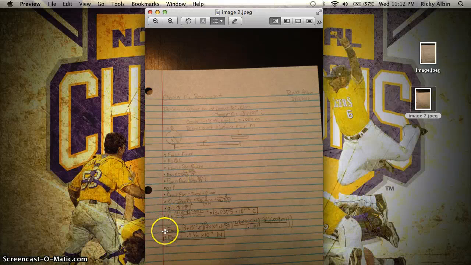So I have this formula here. So I have all these numbers. When you do the math and all that, you get this number, and everything cancels out except for the newtons, which is of course our measurement of force.